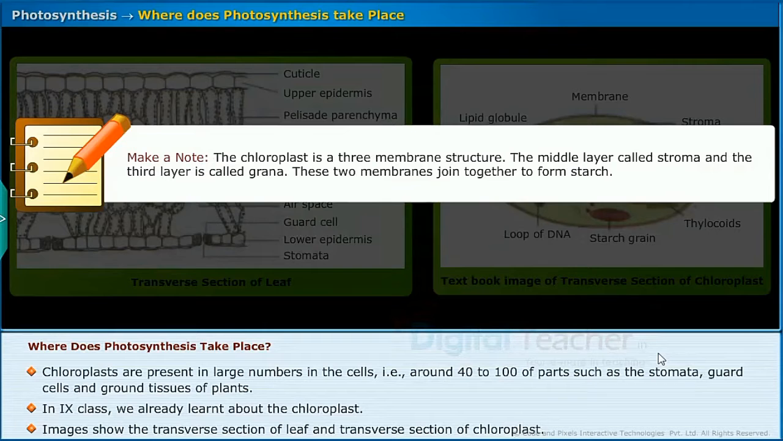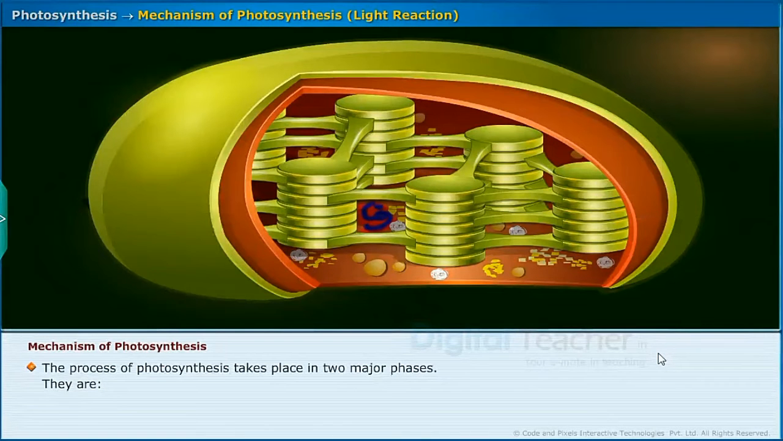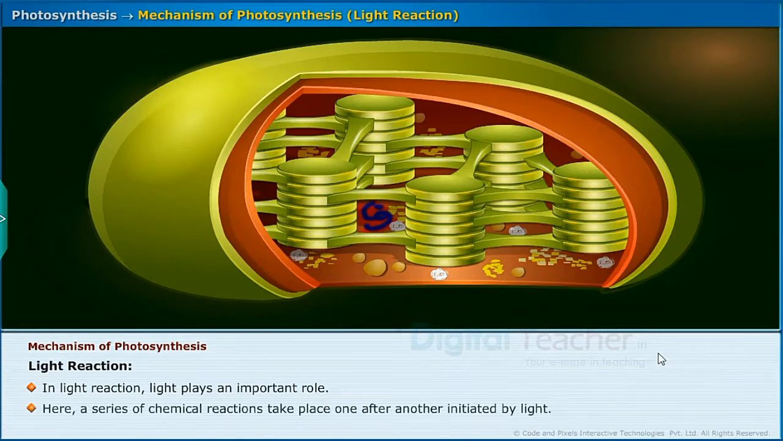Let us learn how photosynthesis takes place in the chloroplast. The process of photosynthesis takes place in two major phases. They are the light reaction and the dark reaction. In the light reaction, light plays an important role. Here, a series of chemical reactions takes place one after another, initiated by light. Hence, this phase is technically termed the photochemical phase.